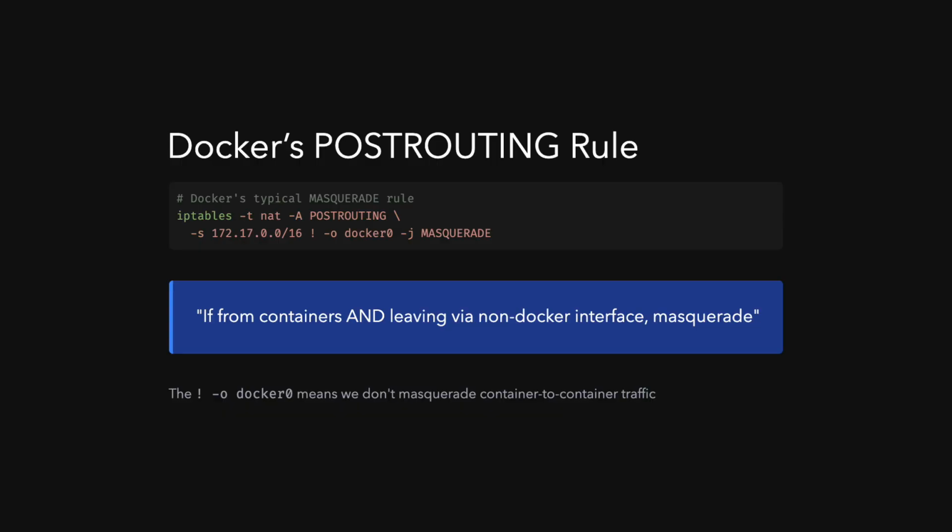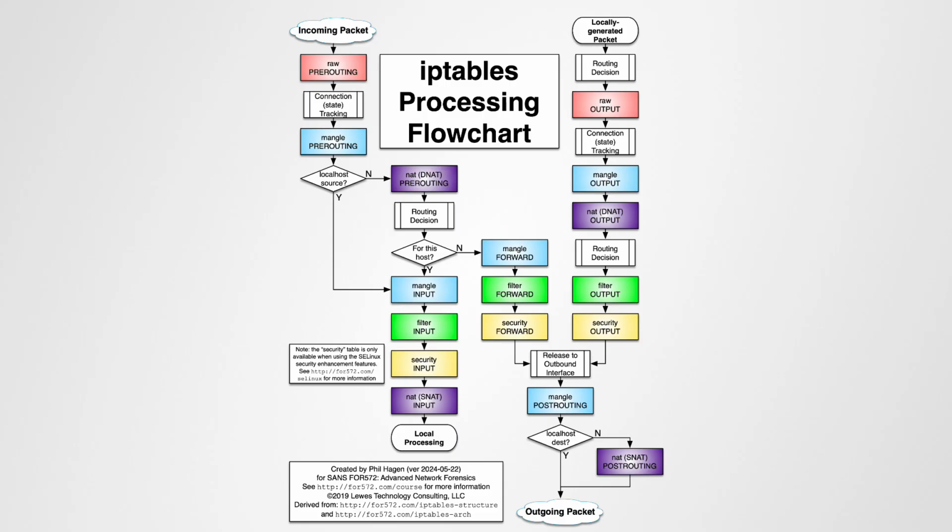And there is Docker's typical masquerade rule. If a packet is from containers and leaving via a non-Docker interface, we will masquerade it. And we don't masquerade container to container traffic. This is the fundamental architecture. Every packet follows this flow. The hooks are fixed in the kernel. What we control with iptables are the rules that execute at each hook.